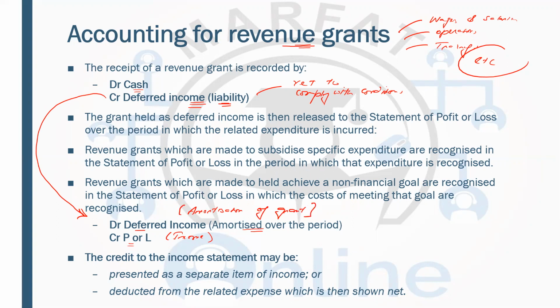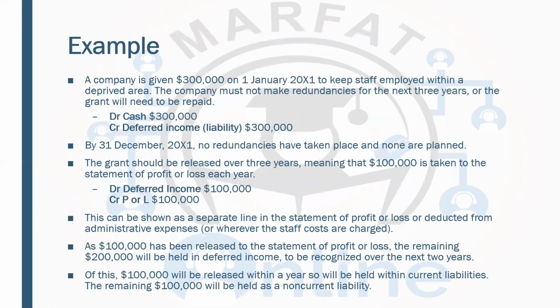Amortization is not only related to IAS 38. It's a term we usually use to spread the cost. But here, amortization of grant means that you are systematically de-recognizing your liability and recording it as income in the statement of profit or loss. Let me do the example first, and then we will discuss the last bullet, which is the presentation of the revenue grant within the financial statements.